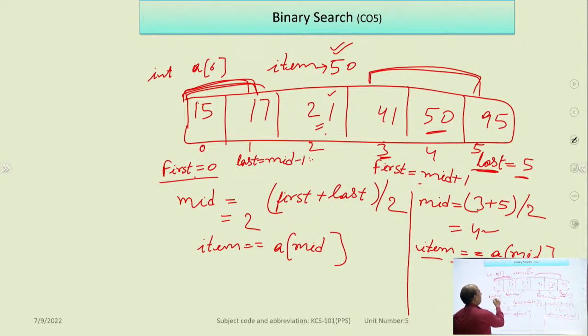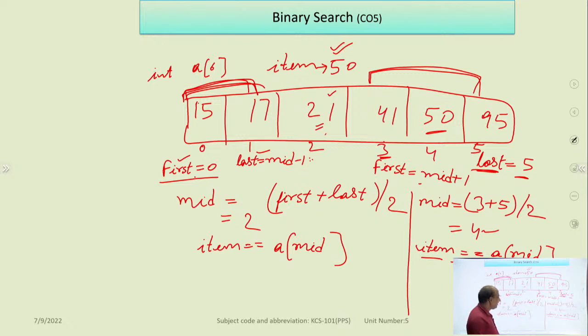We will find mid again by first plus last upon 2, and at mid we will check whether the element is there or not. We will keep on doing this until first is no longer smaller than or equal to last. As long as first is smaller than or equal to last, we will keep on doing it, and we will find the element at the mid position.